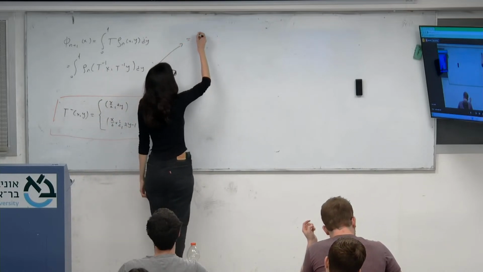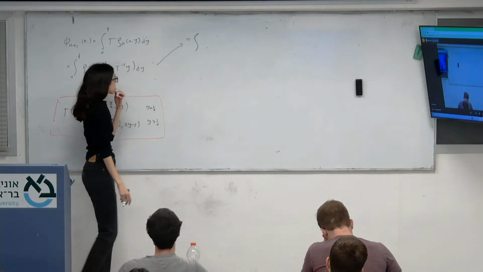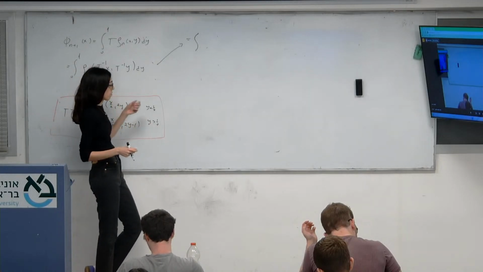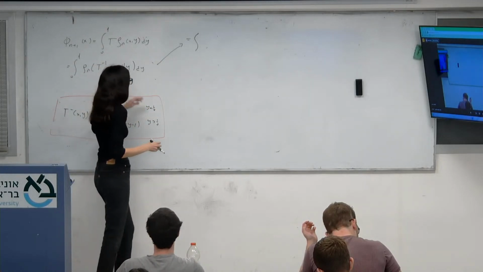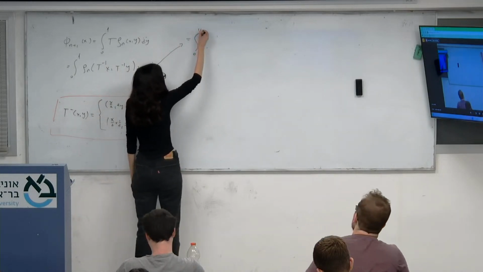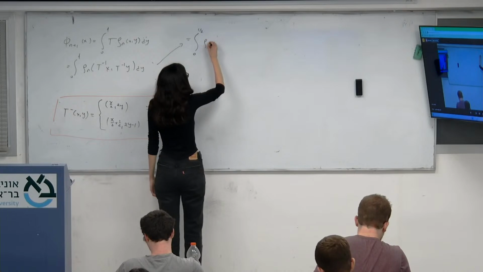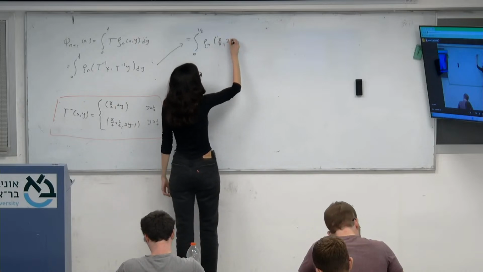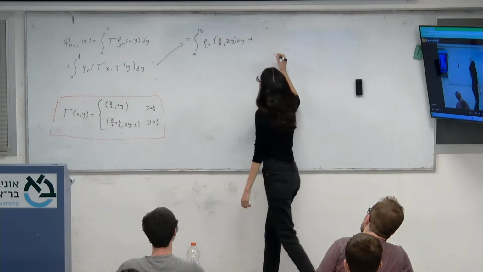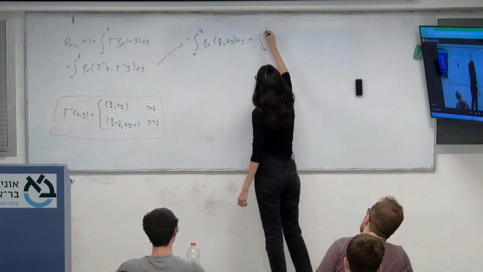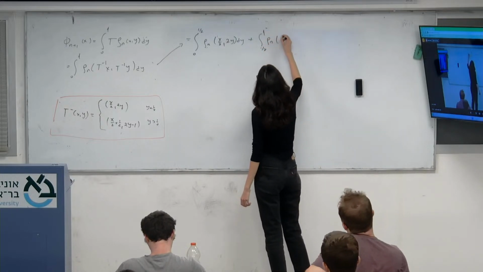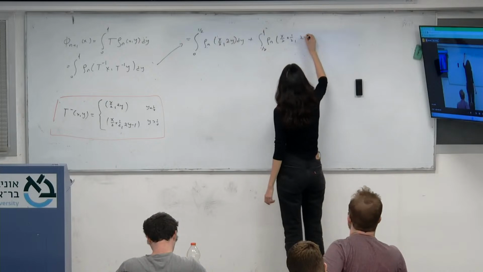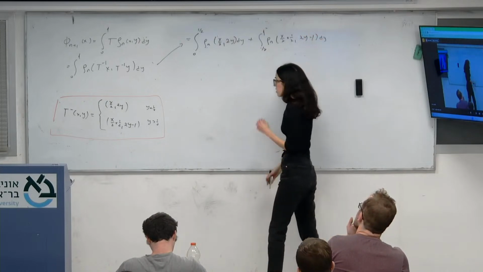So this is equal to, okay, so if we apply the transformation now, we need to divide the integral into two regimes, one from 0 to half and one from half to 1, because the transformation is different. So from 0 to half, we have rho n of x over 2 and 2y dy, plus the integral from half to 1 of rho n of x over 2 plus half, 2y minus 1 dy.